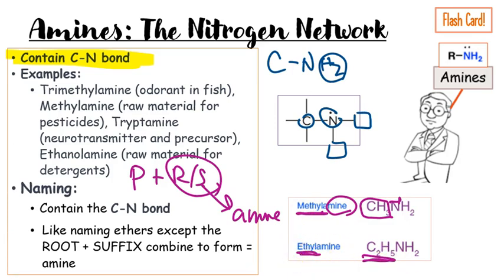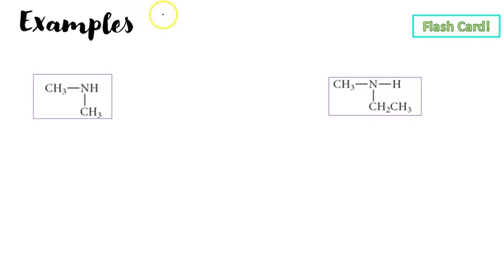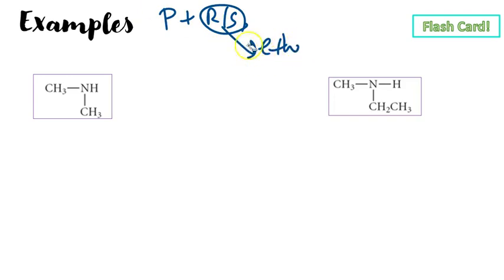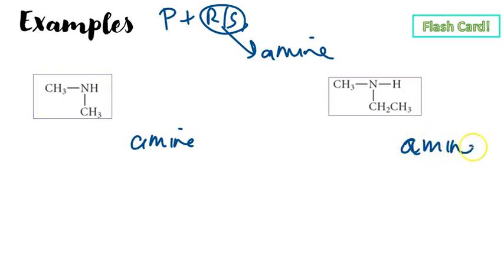So let's go ahead and get into some examples. So first things first, like every other name, you have your prefix, your root, and suffix. Here the root and suffix are combined to form amine. Okay? So the first thing we need to do is get our amines here. If we know that we have our nitrogen carbon bonds, I can literally write amine here. And I can also write amine here. I already have the majority of my actual name.